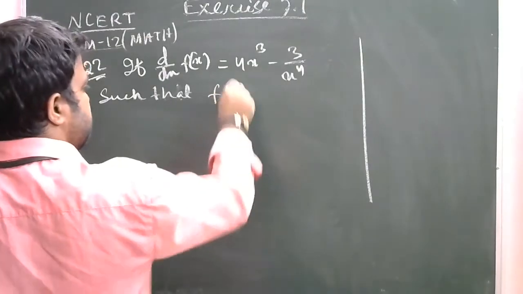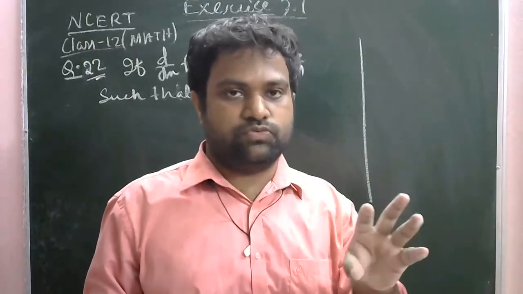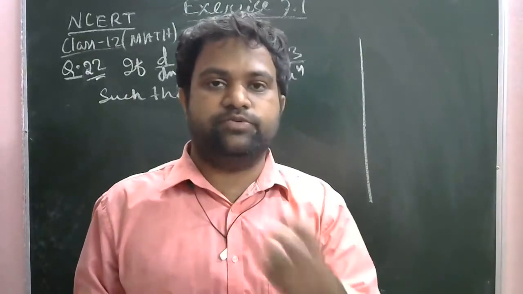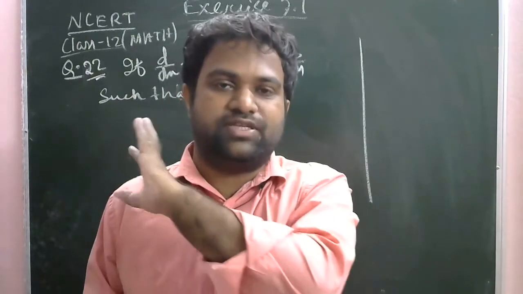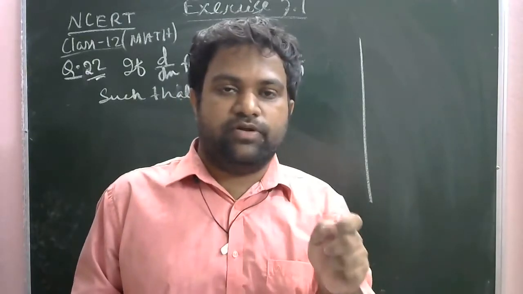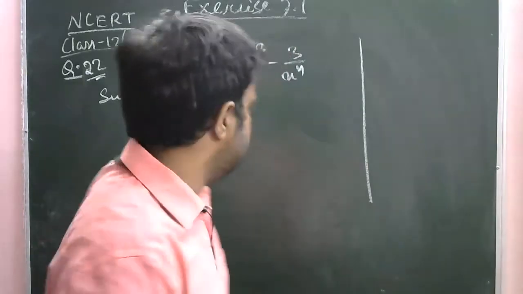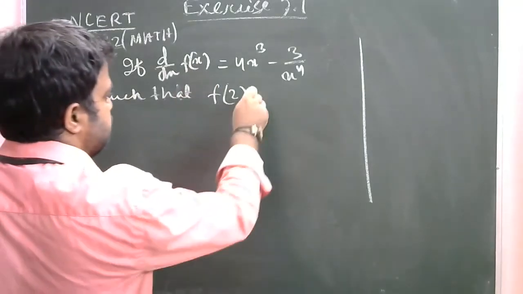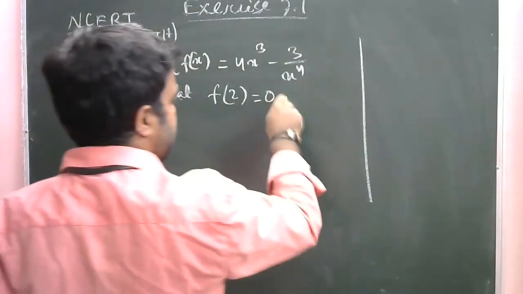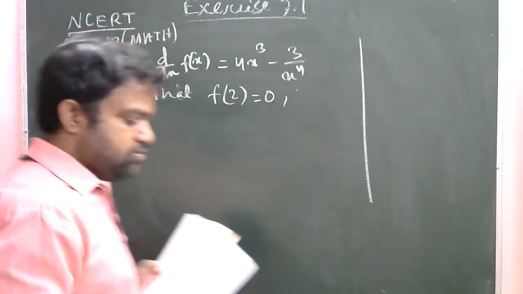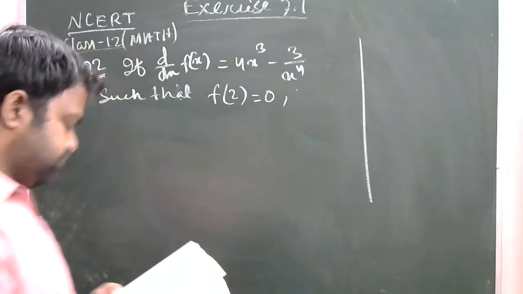f of 2 means, in place of x in f of x, if we put the value 2, then whatever value comes is called f of 2. F of x means a function, like it can be x square plus 2x. F of 2 means in place of x we put the value 2, and the result is called f of 2. This is how we write it. Here f of 2 is equal to 0. The condition given is f of 2 is 0. So why is f of 2 equal to 0? Why is it necessary? We'll see. It will help us to find the integral constant.